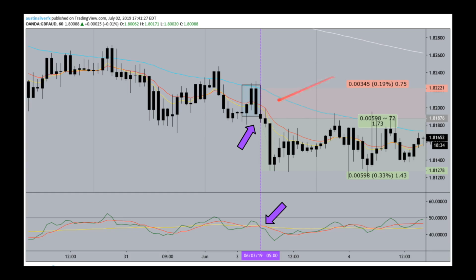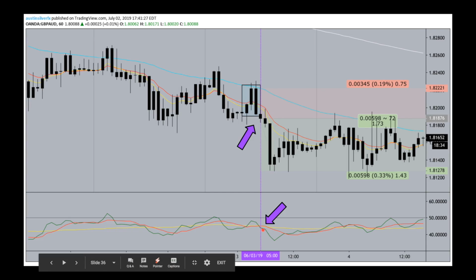Now let's talk about GBP AUD. This is a 3-candle formation off the 21 EMA, off the 50 EMA. Look at how nicely the RSI comes down through the trend line and through the liquid 50 at the same time. This is right at 5 a.m.